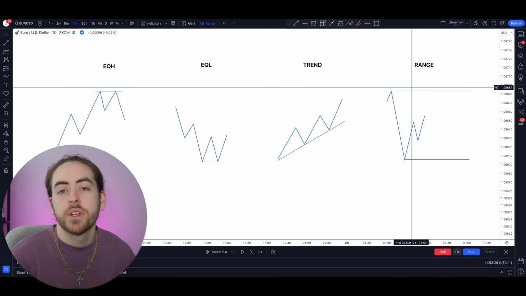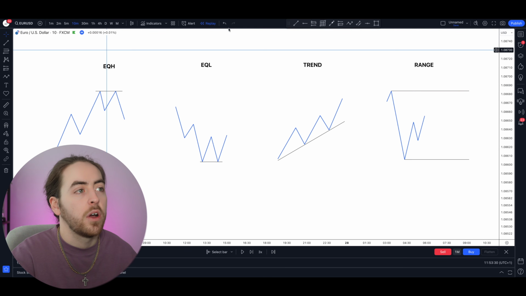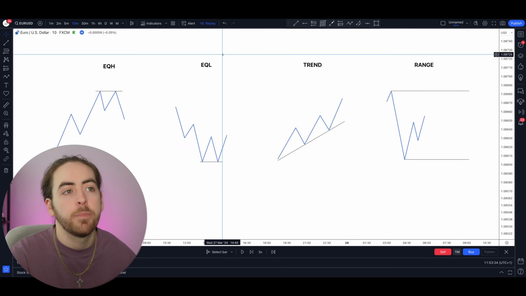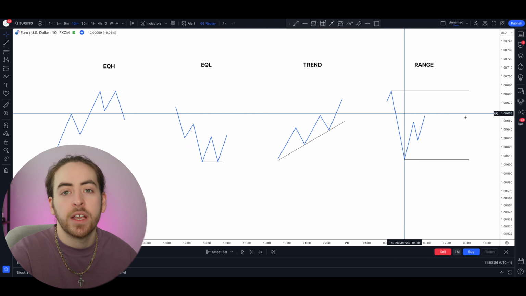And as I said before, there are 3 ways that we can identify liquidity clearly so that we can start to use it to our advantage without loads of confusion. And these 3 forms of liquidity are number 1, equal high and equal low liquidity. I pair these together because they're practically the same. Number 2, trend liquidity and number 3, range liquidity.